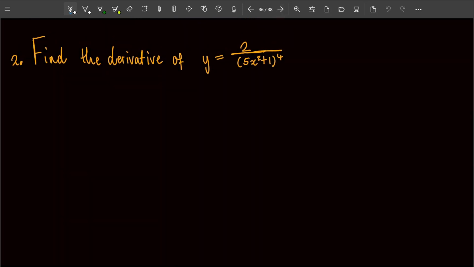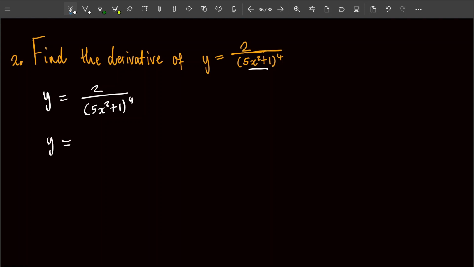Look at two more problems, you're done. Find the derivative of this guy. Okay, same concept. The moment I see this 5x squared plus 1 all raised to a power outside, then definitely I know that this is going to be the chain rule. But for me to use the chain rule, I'm going to have to rewrite because I shouldn't have my fraction. So I would say, okay, y is equal to 2 over, what is this? It is 5x squared plus 1 to the power of 4.